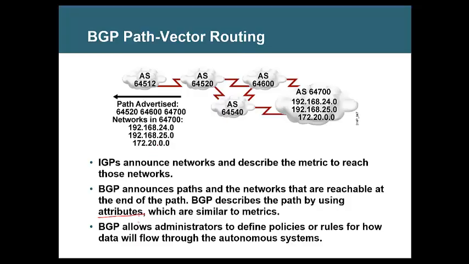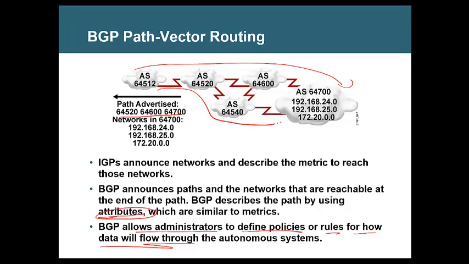So BGP is the best because you have attributes. Using attributes, you are allowed to define the policies for how the data will flow, via which path the data should flow through the autonomous systems to reach the network. You see, this shows that this is the path it should go. What does that mean? It means that this is not the recommended path.